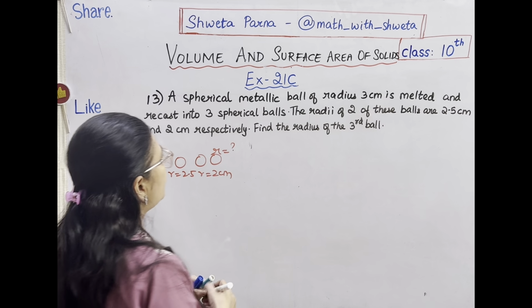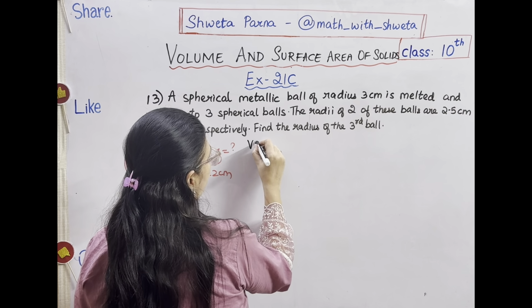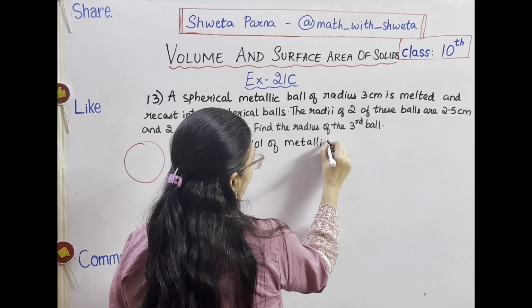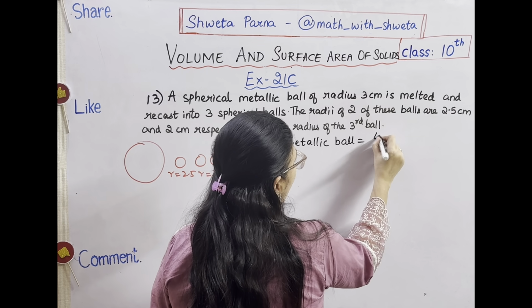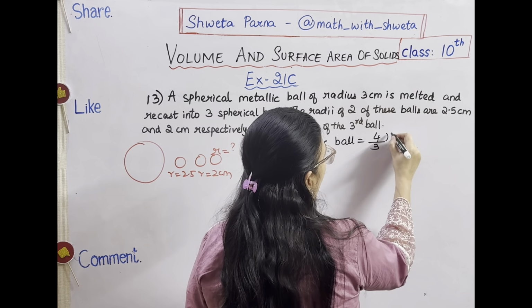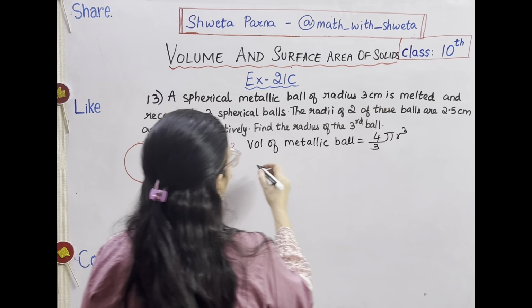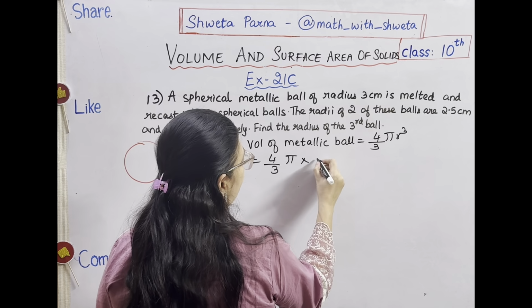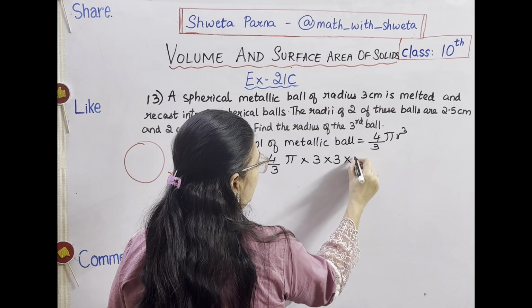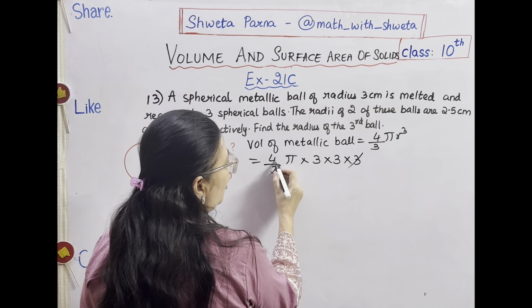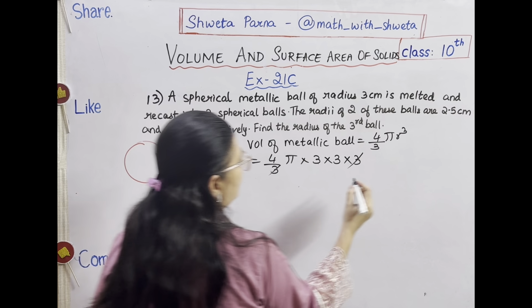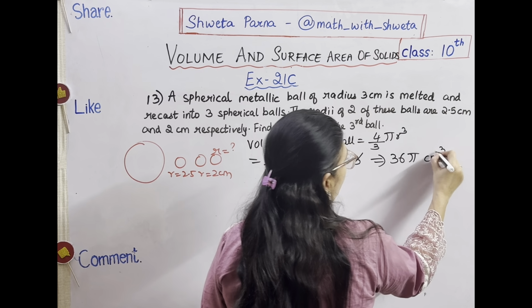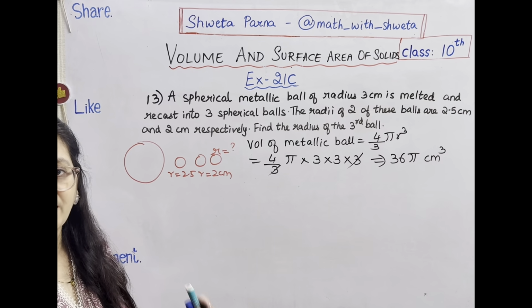Come on, let's first find the volume of the metallic ball, the big one. Okay, what is the formula? It is 4 by 3 pi r cube, which is equal to 4 upon 3 pi, leave it like that. Radius is 3 into 3 into 3. 3 and 3 get cancelled. 3 3s are 9, 9 4s are 36. So the answer is 36 pi centimeter cube. This is the volume of the metallic ball.